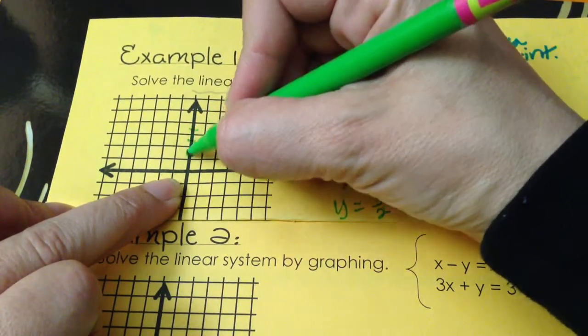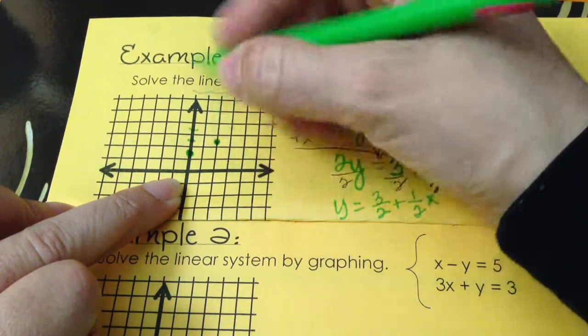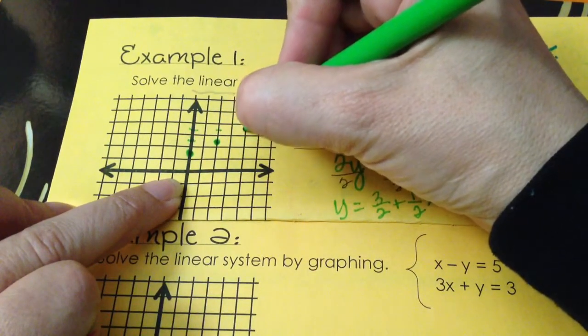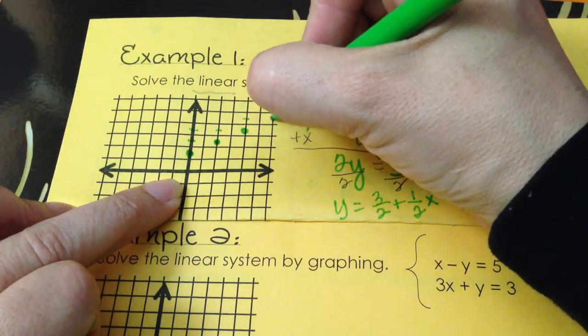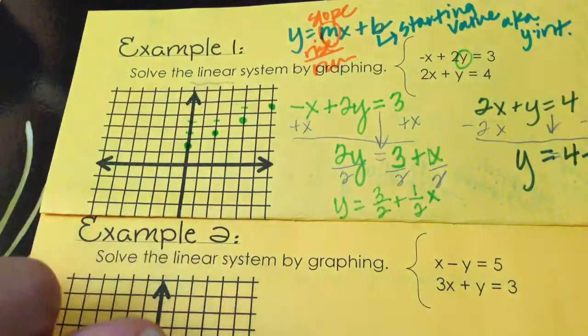So up one, to the right 2. And I'm in the middle of these grid lines, but that's okay. Up 1, to the right 2. Up 1, to the right 2. Cool. I'm not going to get my straight edge out quite yet. I want to graph my other one.